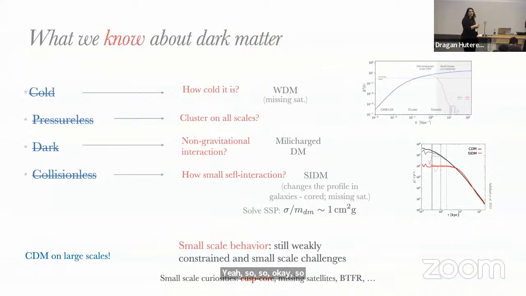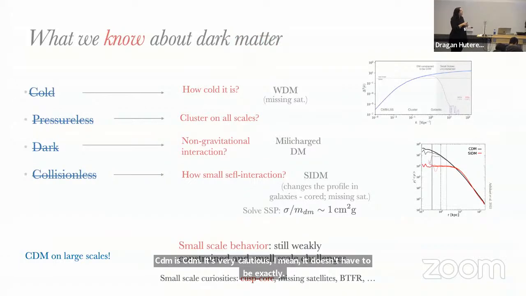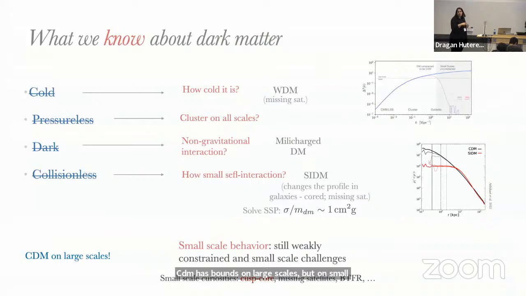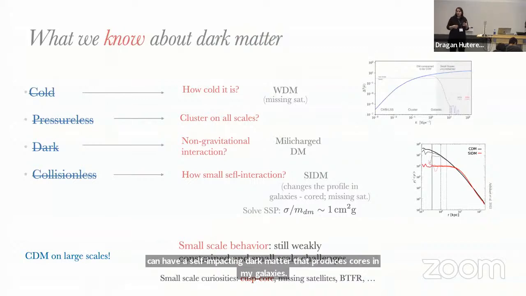That's why we have this freedom on dark matter. So it's not that it's CDM. It's very close to CDM. It doesn't have to be exactly CDM. It has bounds on large scales, but on small scales, I can play around. I can have a warm dark matter that suppresses the power spectrum. I can have a self-interacting dark matter that produces cores in my galaxies. I can have a millicharged dark matter that is going to change the observations a lot.